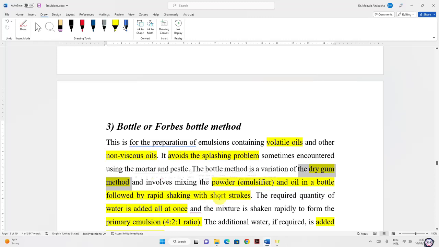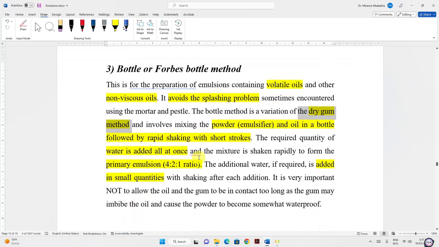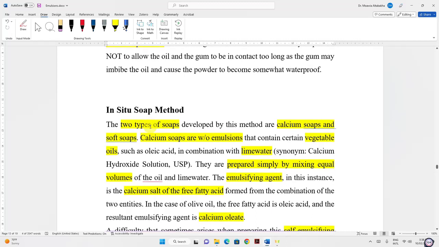But the only difference is ايش? One, you are using here a bottle, while in the normal one you are using mortar and pestle في dry gum method. Okay, here في المورtar and pestle, with the pestle you are doing the agitation, but here with shaking the bottle, okay, you are doing the agitation. Okay, so it's essentially the same, but here you are trying to prevent the splash problem. Okay, we talked about the three main methods.